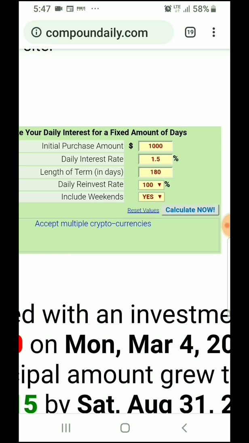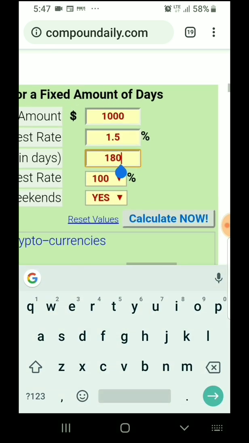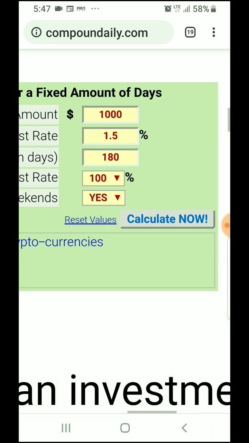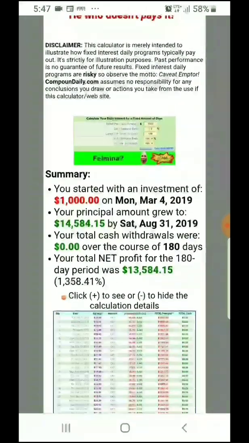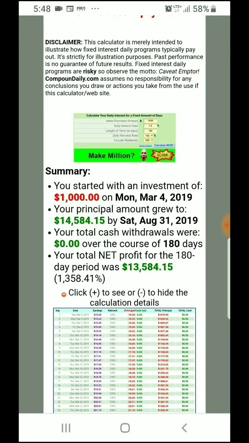So for the length of term in days, I need to change that, but while it's here, let's take a look. What would happen in 180 days? 180 days is actually 6 months. So if I started today with $1,000 and I compounded 1.5% per day to the principal balance, I would actually earn an additional $13,584.15 over the period of 180 days.